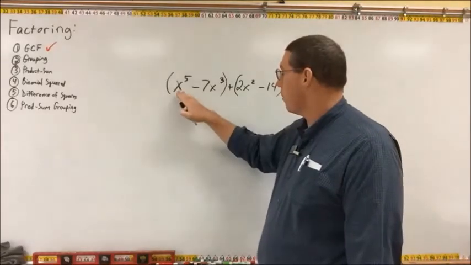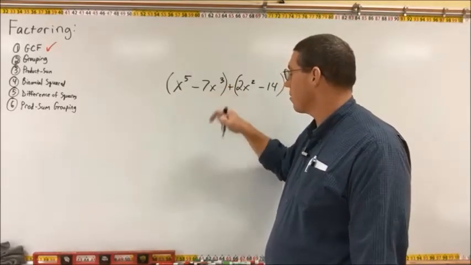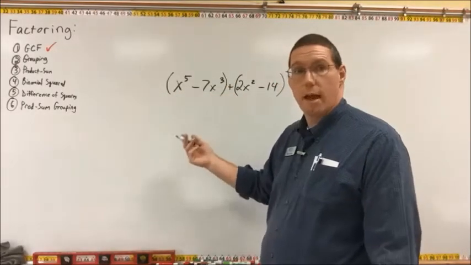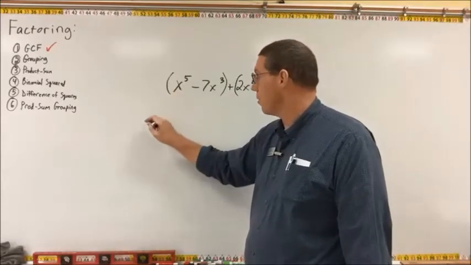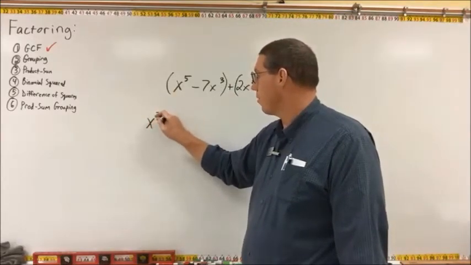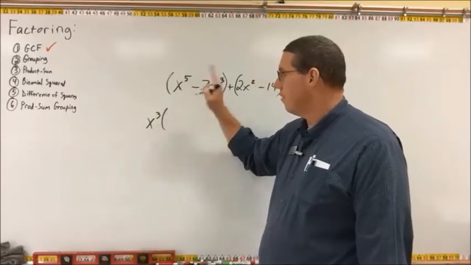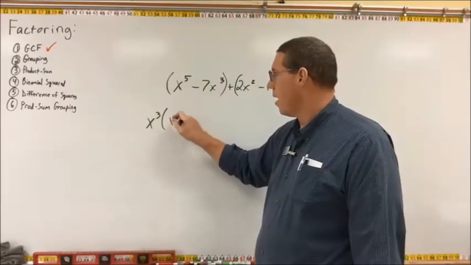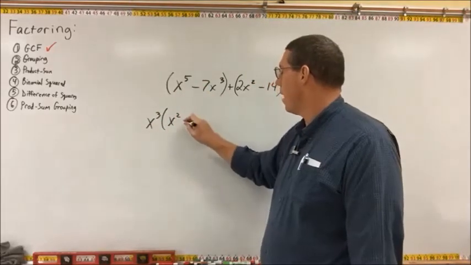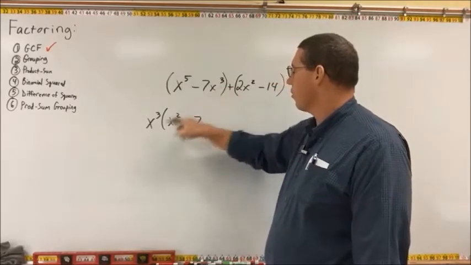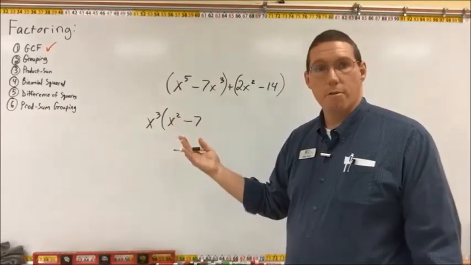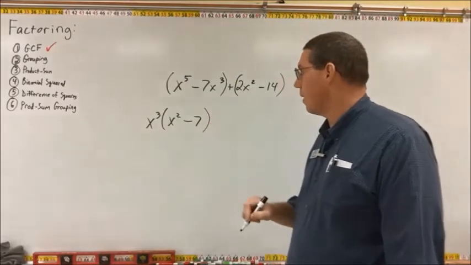And now we just do a greatest common factor. Well, what's the greatest common factor of x to the 5th minus 7x to the 3rd? Greatest common factor is x to the 3rd power. No numbers, okay? No whole numbers. So we got x to the 3rd power. X to the 5th divided by x to the 3rd is x squared. Minus 7, x to the 3rd divided by x to the 3rd, that cancels out. And so we just have x squared minus 7.